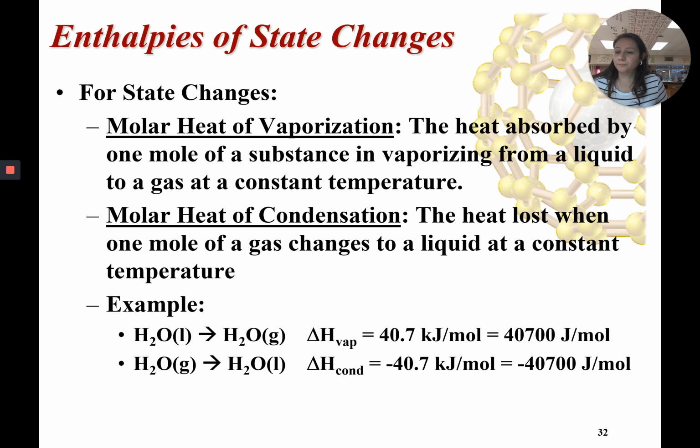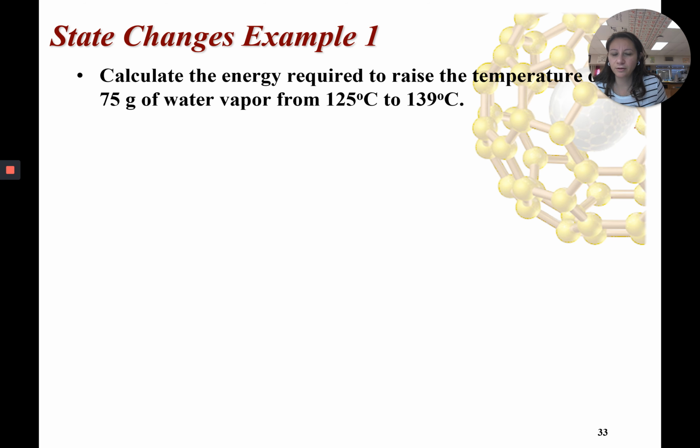So let's start with this one here. It says we want to calculate the energy required to raise the temperature of 75 grams of water vapor from 125 Celsius to 139 Celsius. So 125 Celsius, it's in the gas form. 139 Celsius, it's also in the gas form. So here we are just increasing the temperature without changing the phase.